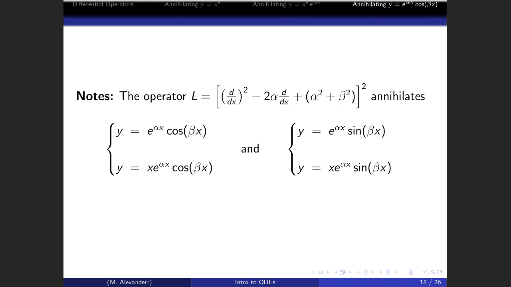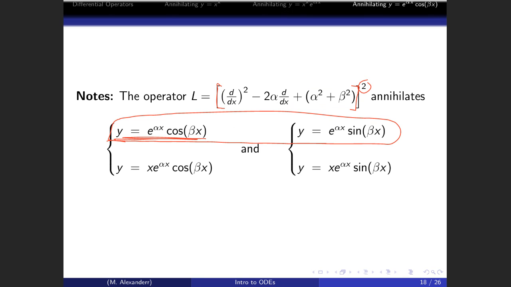All right, so now we're going to move up one more level. So now suppose that you have the red operator from before, but now you are going to square this. Okay, so now notice that the two functions in the red box that I'm putting here on the bottom are the original two functions from before. But now since you have a power 2, you have two more functions that are also eliminated, and these are going to be x multiplied by the e cosine, and then x multiplied by the e sine. Right?